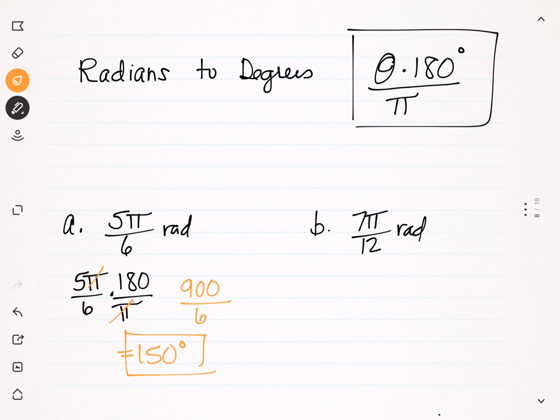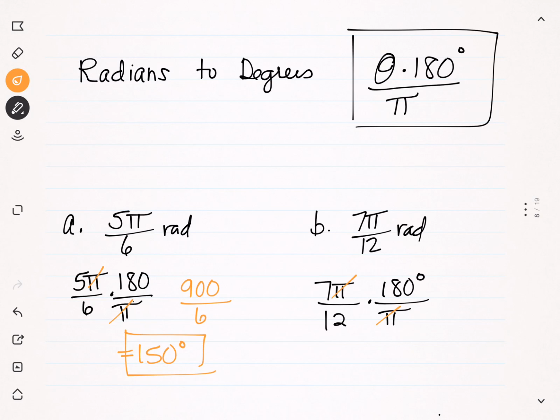Okay, so let's try 7 pi over 12 radians. I'm going to take my angle measure in radians, 7 pi over 12, and multiply it by 180 degrees, and divide it by pi. So again, my pi's are going to cancel out, and then you can multiply 7 times 180.